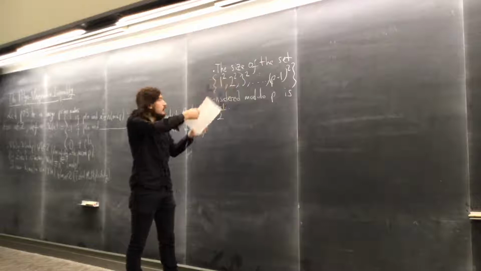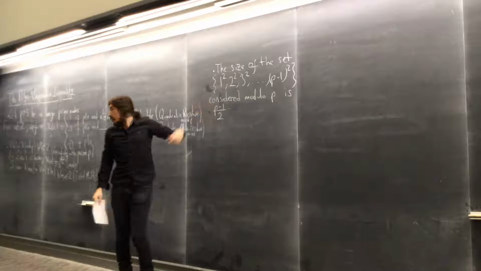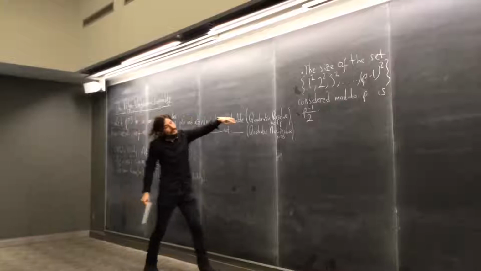What does it mean? This is the set of all squares mod p. So how many squares do we have modulo p? (p minus 1) over 2. So the number of quadratic residues modulo p is (p minus 1) over 2. So the rest, yes.